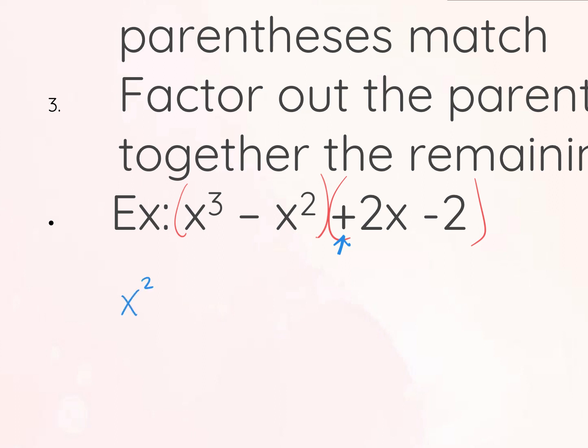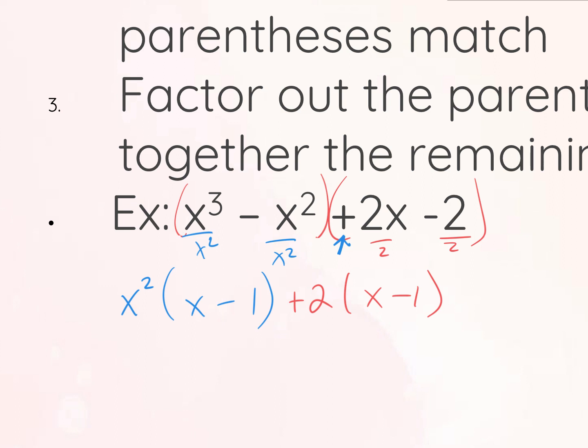X squared. Good. If I factor out an x squared, what am I left with? X minus what? 1. Perfect. What is the GCF in the second parenthesis? What kind of a 2? 2. Okay, a positive 2. You don't have to put the plus sign, but I'm going to, just so you guys can see it. And then what am I left with if I divide out a 2? X minus 1. What do you now notice?